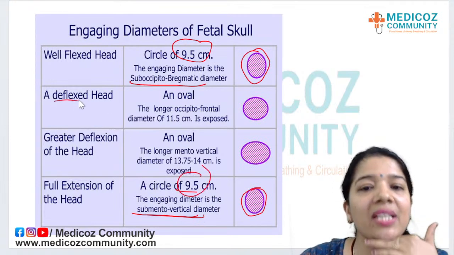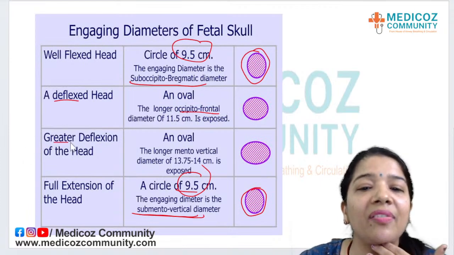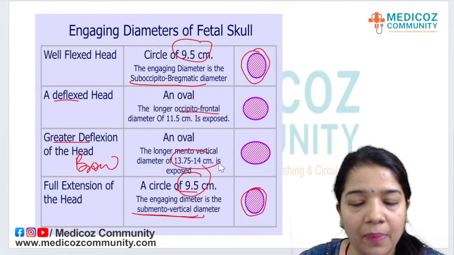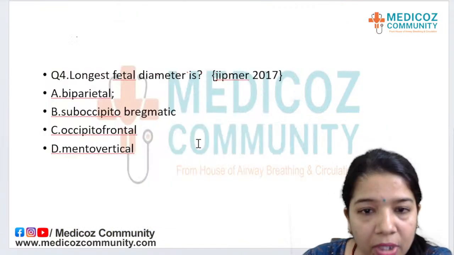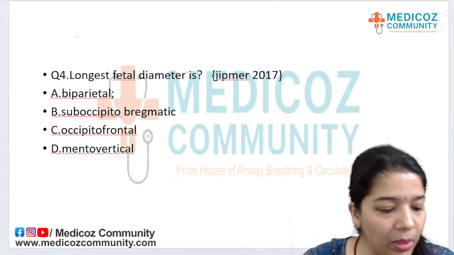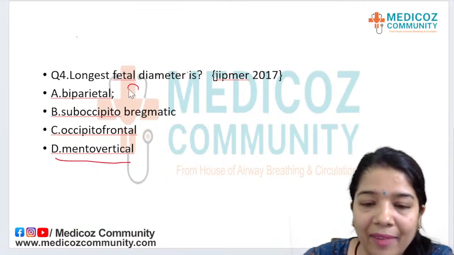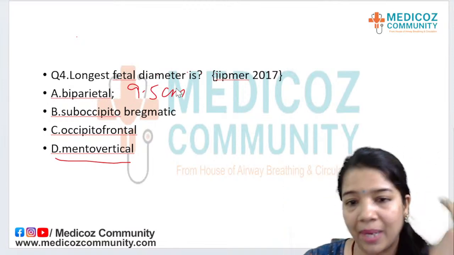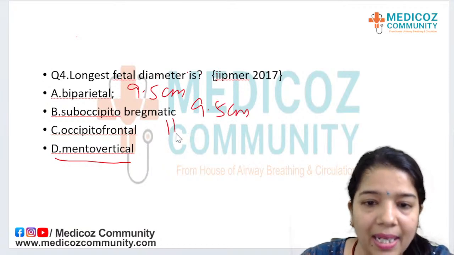और थोड़ा सा deflexed head हो जाएगा तो occipito-frontal में जाएगा, this is a deflexed head, and greater deflection means it's the brow, and the highest fetal diameter will go in this situation, okay, so it's very easy to remember but very important also. So I hope this answer is clear now. Longest fetal diameter will be what? Yes, it is mento-vertical, okay. Biparietal I told you is 9.5 centimeters, it's a transverse diameter. Suboccipito-bregmatic, it is going to be 9.5 centimeters. Occipito-frontal approximately 11 centimeters.